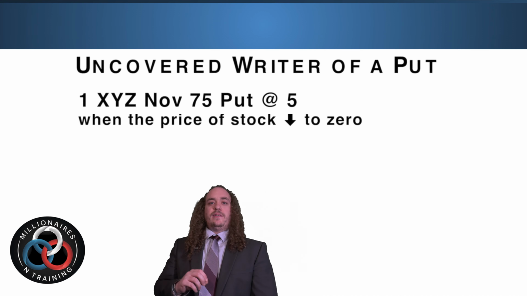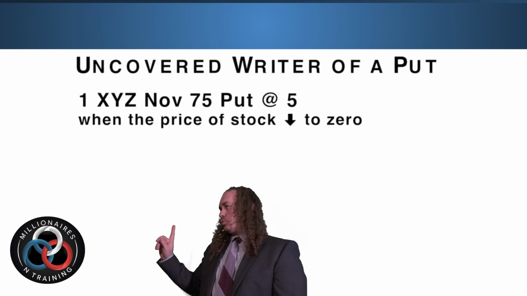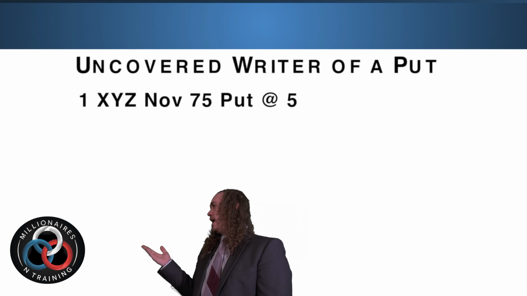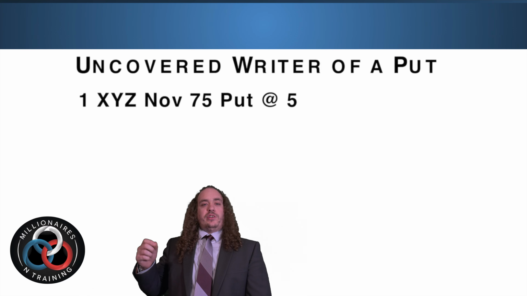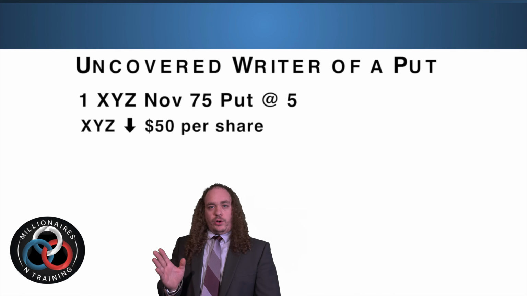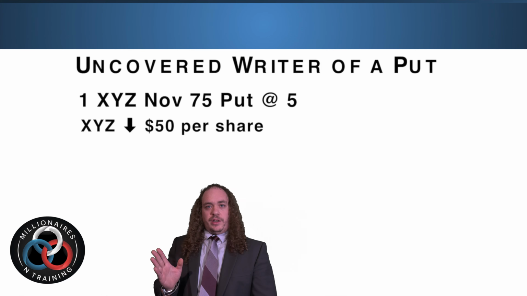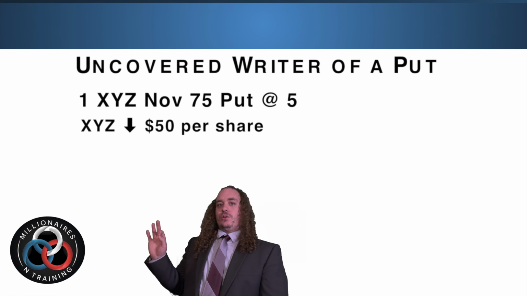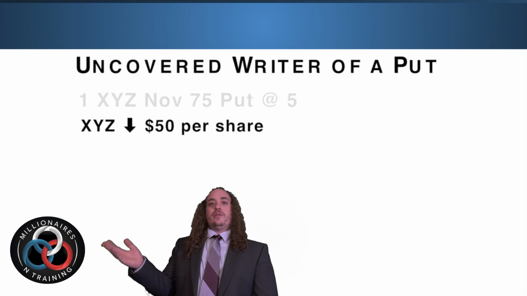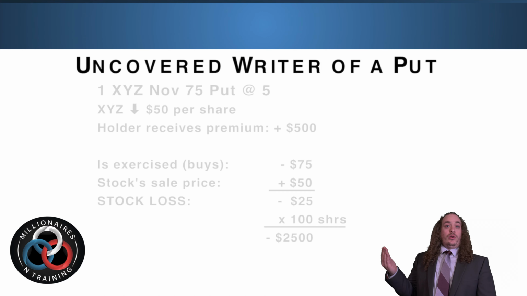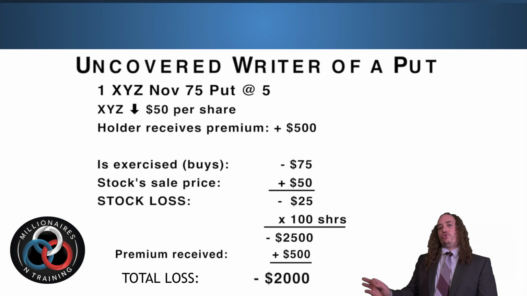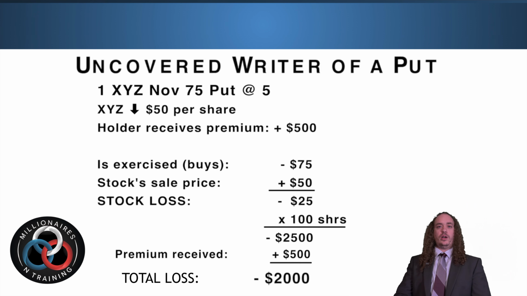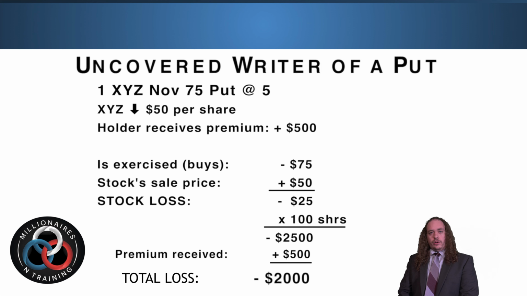Let's look at this relative to our example. A customer writes one XYZ November 75 put at 5. XYZ drops to $50 per share, and the customer is exercised. When the option is exercised, the writer will be required to buy the stock at 75. Because the writer is uncovered, he can only go out and sell the stock at 50, therefore incurring a $25 loss per share times 100 shares for a total of $2,500 loss. But remember, for writing this option, they took in the premium of $500, leaving them with a net loss of $2,000.